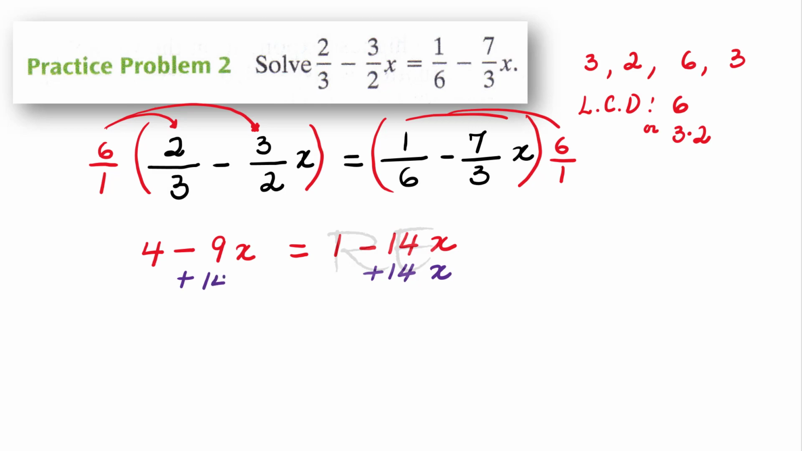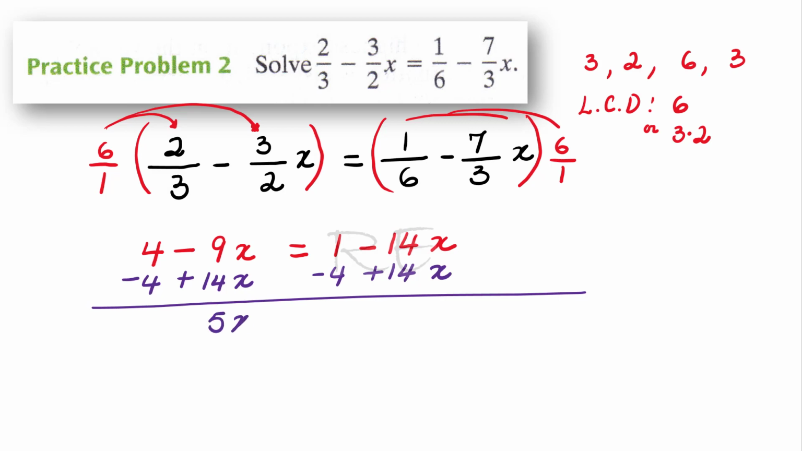Now we're going to add 14x to both sides to combine the x term, and subtract 4 from both sides to combine the constant. 14 minus 9, 5x. 1 minus 4, negative 3. Now we can divide both sides by 5 to isolate x, and x is equal to negative 3/5.